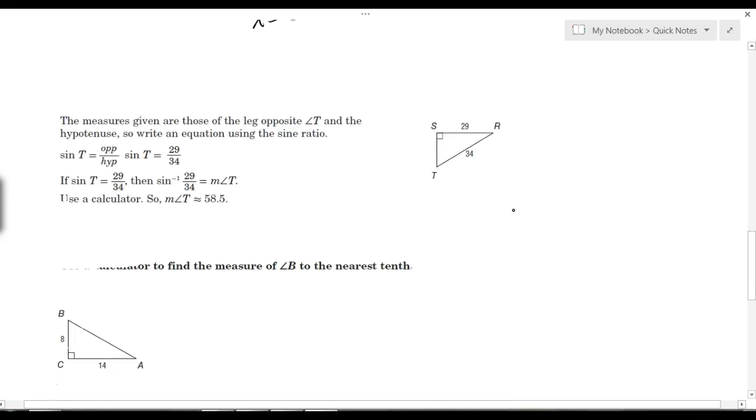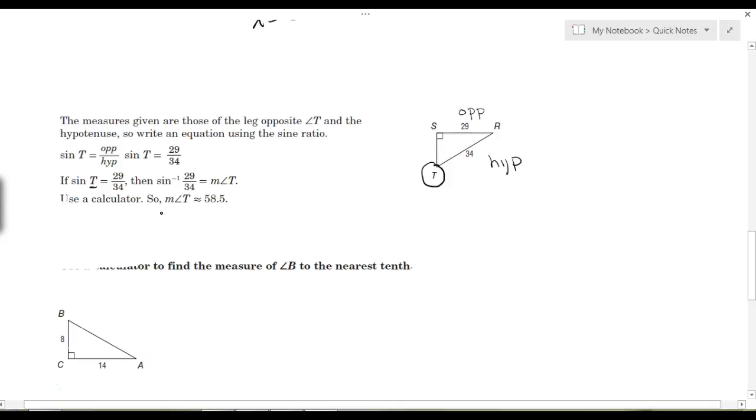So here's an example for us. We want to find angle T. And based on this diagram, we have what's opposite of angle T, and we have the hypotenuse of angle T. So as you can see, we're using sine then, because opposite and hypotenuse is sine with SOHCAHTOA. So sine of t equals 29 over 34. And then to get the t by itself, we have to use inverse sine. We apply inverse sine to both sides, and then our new equation ends up being inverse sine of 29 over 34 equals the measure of angle t.